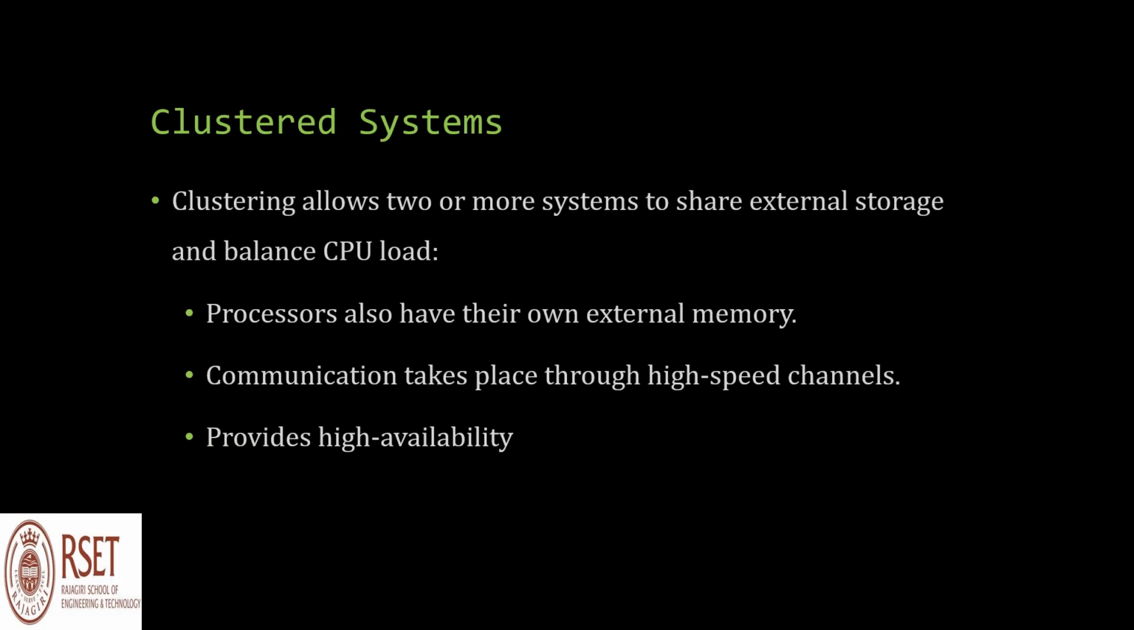Now let's discuss clustered systems. It is just like multiprocessor systems, but with multiple systems working together. It is also known as a closely coupled system, which means this allows two or more systems to share external storage and balance CPU load. That is, the processors have their own external memory, and communication takes place through high-speed channels, and it provides high availability.